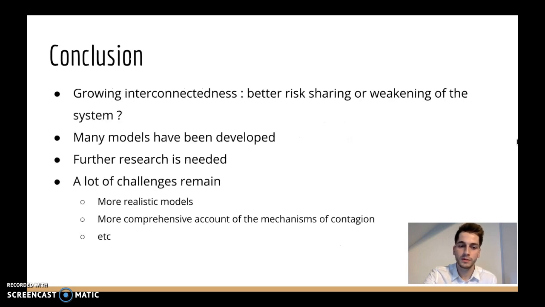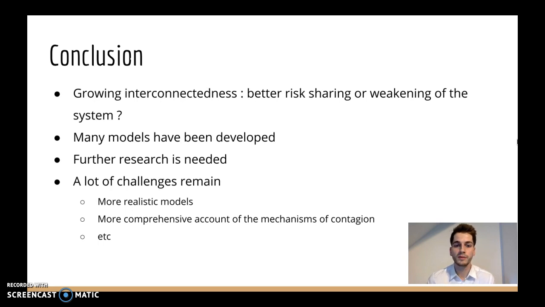We can now move on to the conclusion. So the main issue that was discussed in this article was what the existing literature had to say concerning the relationship between interconnectedness and financial stability. Thus, does growing interconnectedness allow a better risk sharing, or does it weaken the system by facilitating the propagation of shocks? This question cannot be answered yet without considering a lot of other factors.